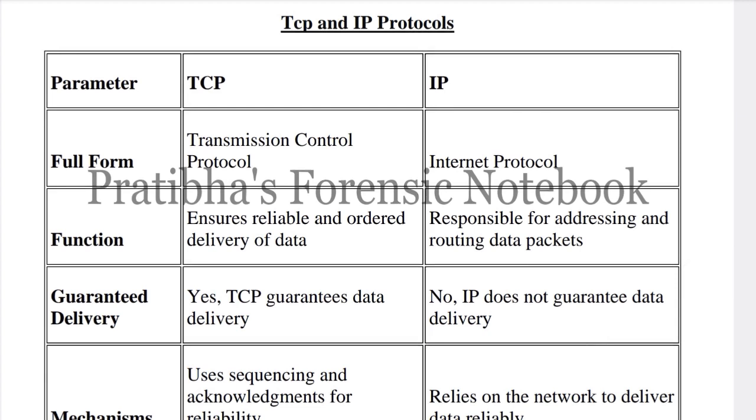Now come to the protocols which the OSI model uses. Here are two protocols. TCP is Transmission Control Protocol and IP is Internet Protocol. What is the function of TCP? It ensures reliable and ordered delivery of data. And IP is responsible for addressing and routing data packets.